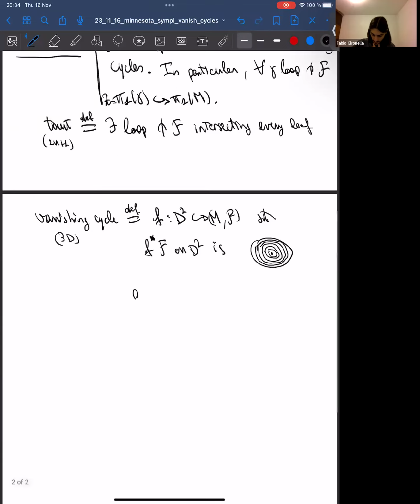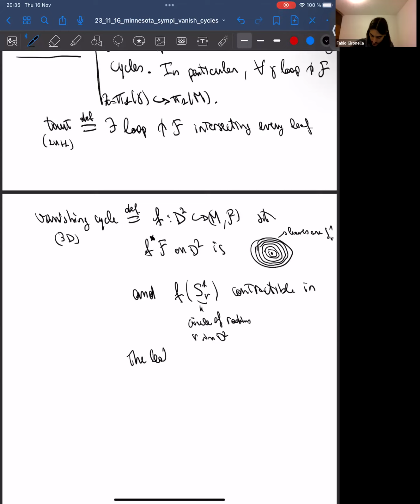And we ask that if we look at the image of S^1_R, the circle of radius R in the disk, these are the leaves, sorry, the leaves are these S^1_R. And we want it to be contractible in the leaf of the foliation F in which it is contained.